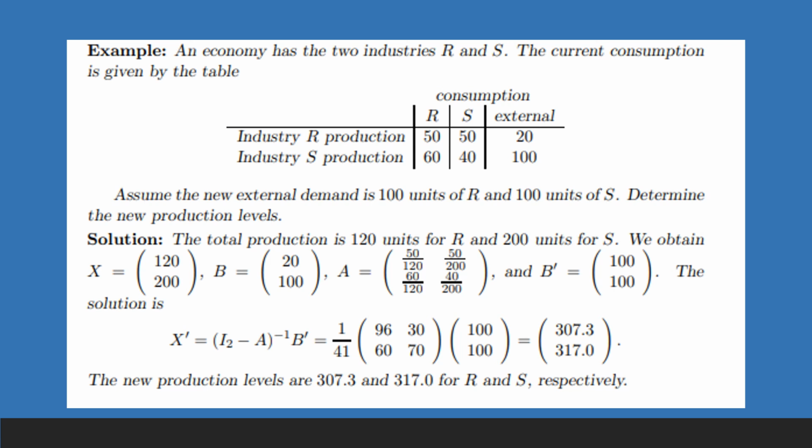When we are trying to find the first matrix for the probability, it is 50 out of 120, 50 out of 200, and 60 out of 120, and 40 out of 200. And the new demand is 100 and 100. So if you are trying to solve X dash equal to the inverse of I2 minus D, where D is A here, times the new demand E dash, when you solve this equation, you get 307.3 to be the new production level for R, and 317 to be the new production for the industry S.